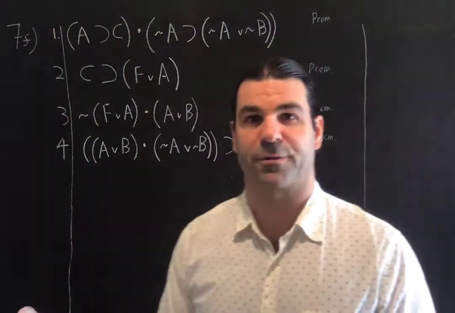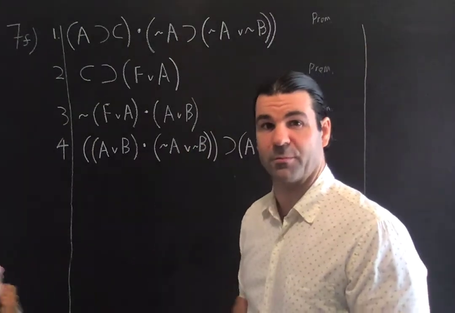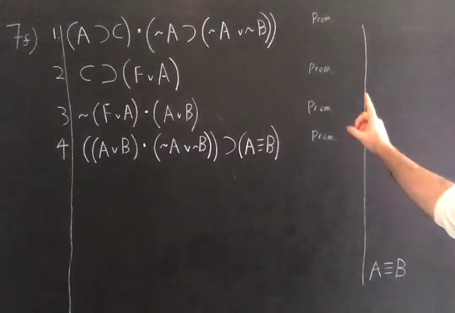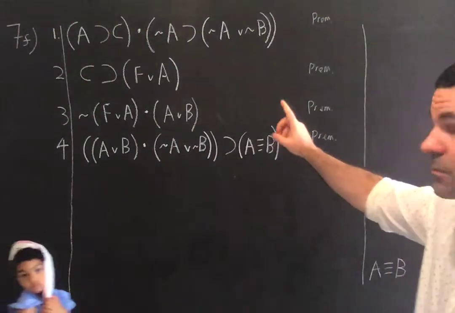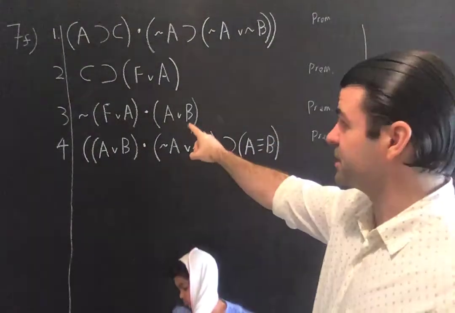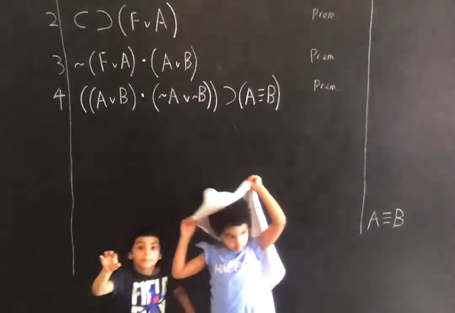Unit 7, Part 13. Let me do problem 7F from the back of the book for you. I've got 2 columns up because it's a bit of a long problem. So you've got your premises, 1, 2, 3, 4, and your conclusion.